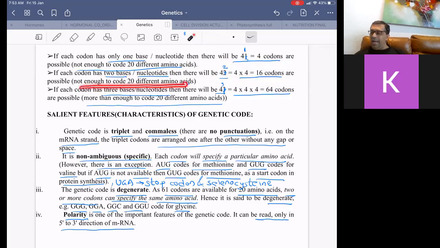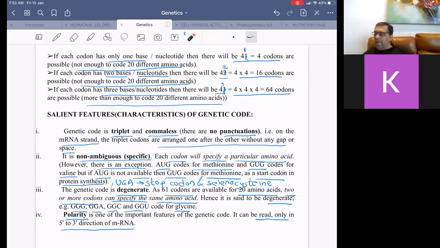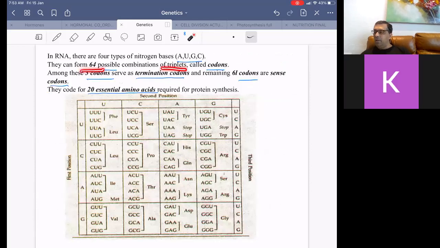So a codon has to be a triplet, and that means 4 raised to 3. 4 into 4 into 4 is 64 codons. 64 codons are more than enough to code for 20 amino acids. And that is the reason a codon is a triplet. So 64 combinations of triplets are possible.